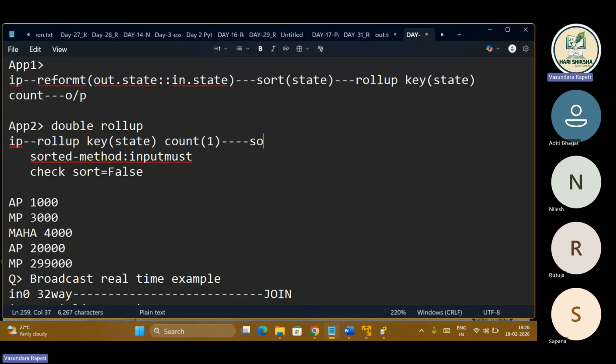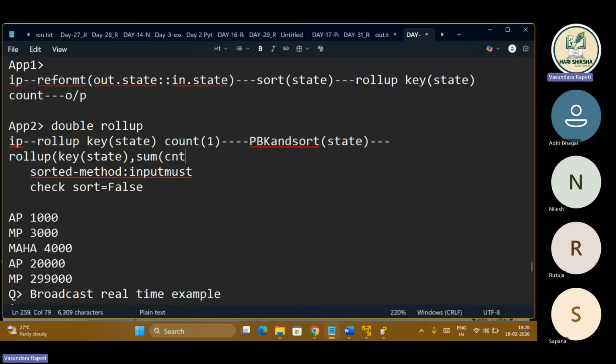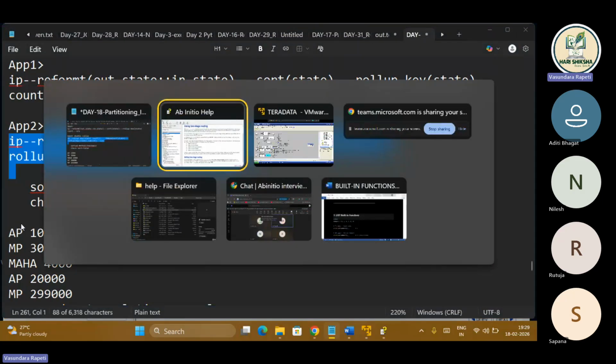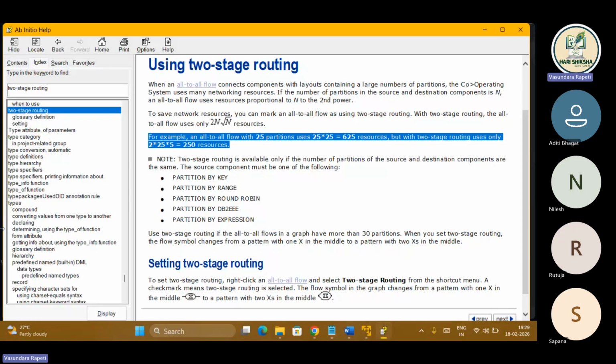And then you can use a partitioning method, say partition by key and sort, with the key state, and then again use a roll-up with key state and sum up the previously counted data. It will give you the correct output. This is the double roll-up concept, and many companies are using this in their graphs.